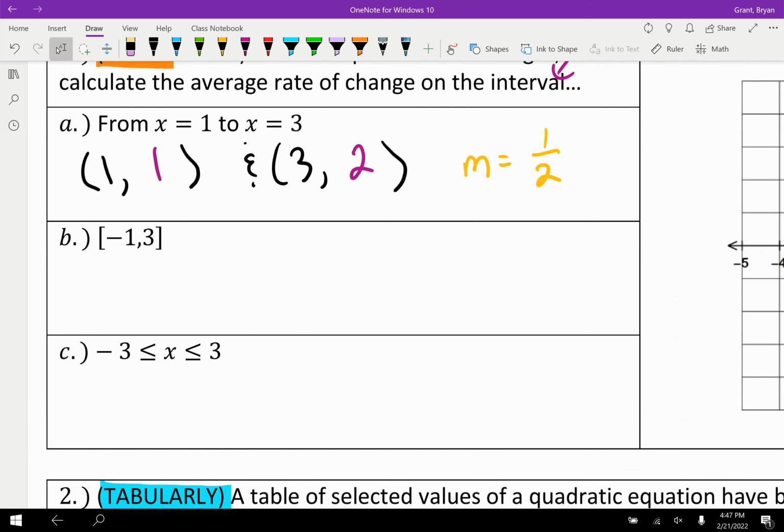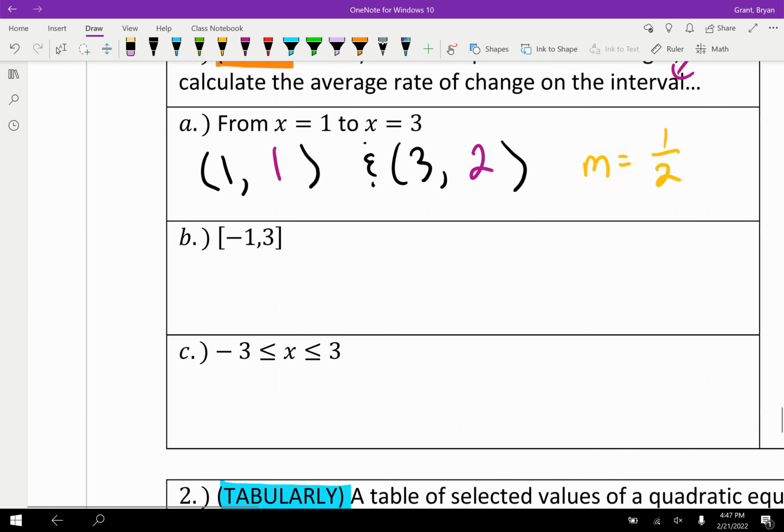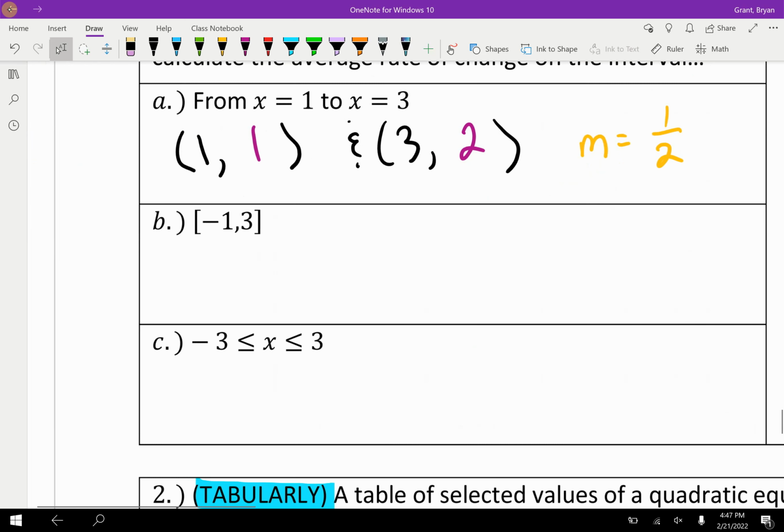It just might be phrased in different ways. For example, they might say from -1 to 3. And you might think that that's the point -1 comma 3. But -1 comma 3 is up here. That point's not even on the graph. And so we need to remember that at times intervals can be given with these closed brackets. That means start at an x value of -1 and end at an x value of 3.